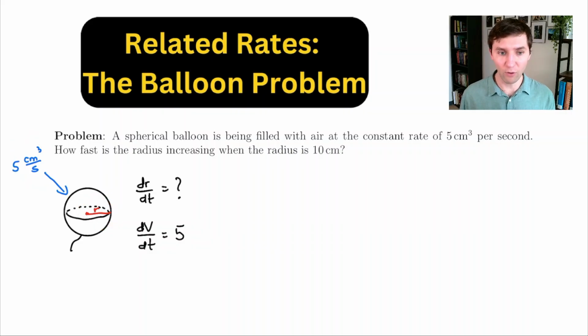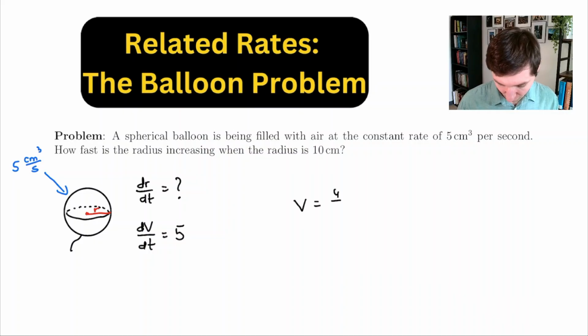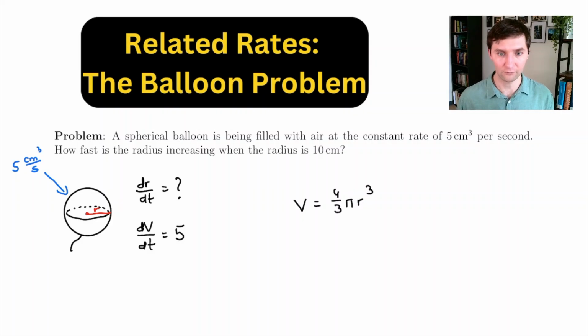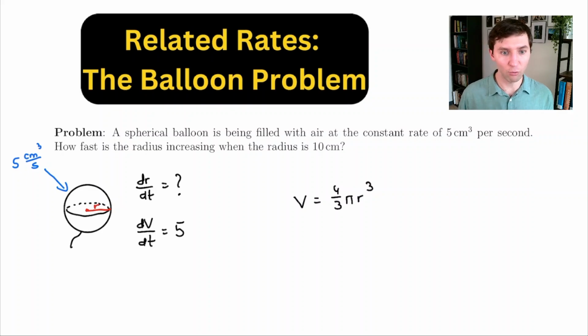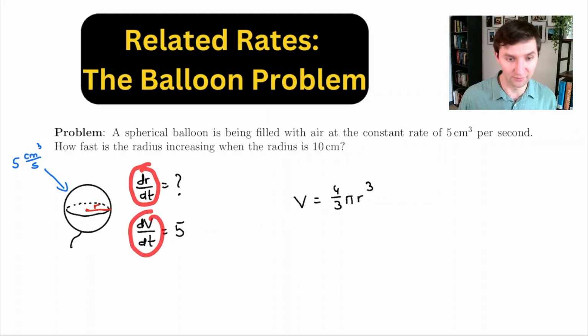Can we find some equation that relates the volume of the sphere and the radius of the sphere? There is an equation like that. It is an equation for the volume of the sphere. It is that the volume of the sphere equals 4/3 pi r cubed. This equation relates V and r. However, I need an equation that will relate dV/dt with dr/dt.